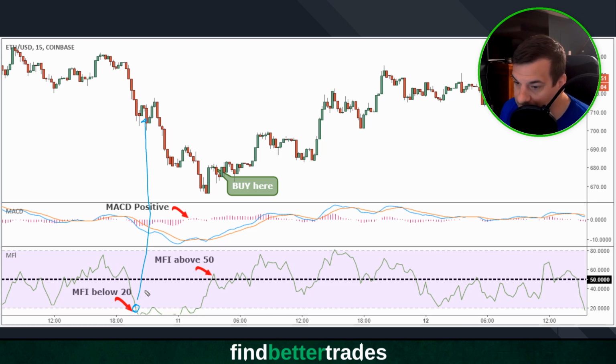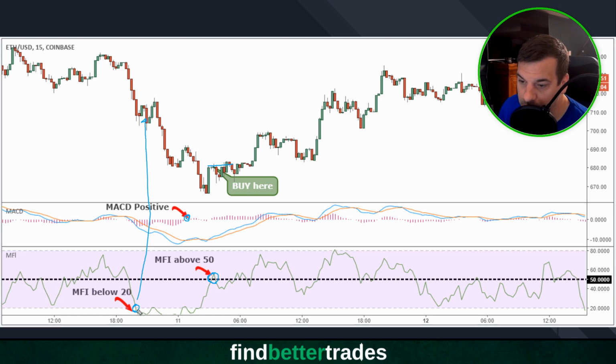But for this example's sake, below 20, right there. So now you got to wait for what you got to wait for. You got to wait for the MACD to turn positive, which is right here. So now we got the positive. Next thing you got to do is wait for the MFI to go above 50, which is right here. So now we got all 3. Now you can go ahead and just buy. So here's the buy right here.